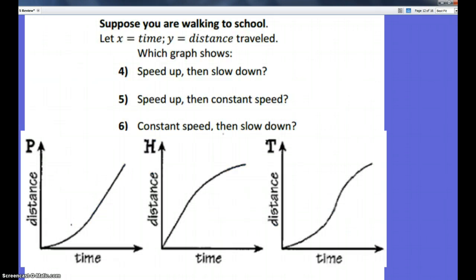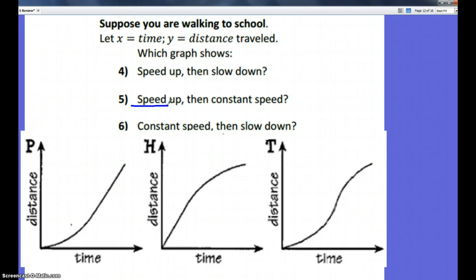Suppose you are walking to school. X is time, y is distance. So it says speed up, then slow down. Speed up, then slow down. I think it's best if we read through all of them first. So speed up, then constant speed. Notice this is distance over time. Distance and time. It's not speed and time, it's distance and time.